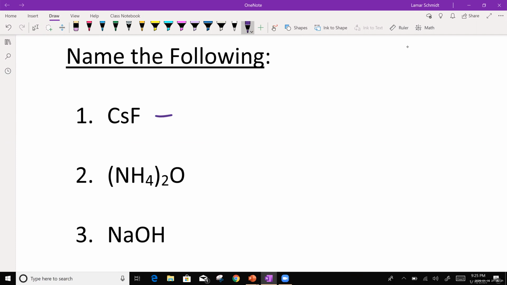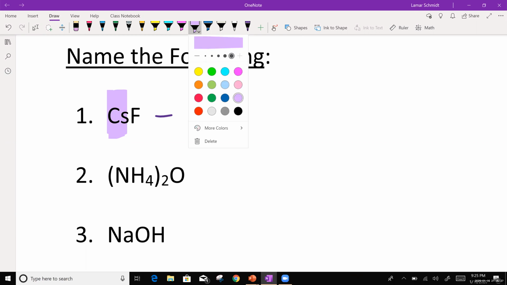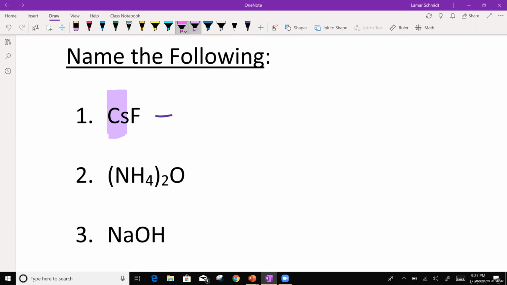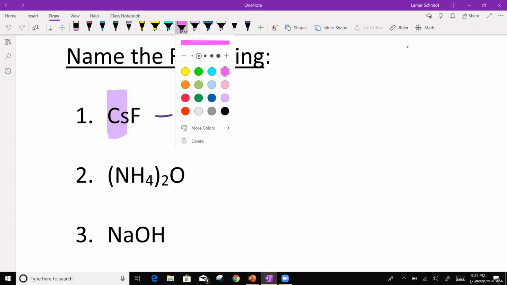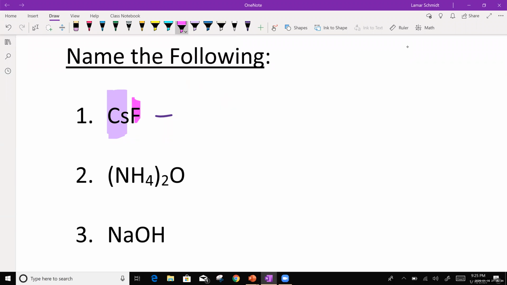Okay, so when we're looking at this, all we're doing is naming the cation and then the anion. We have in purple the cation, and it must always be named first. So if you look up the name of Cs, it is cesium. And if you look up the name of the anion, it is fluoride.